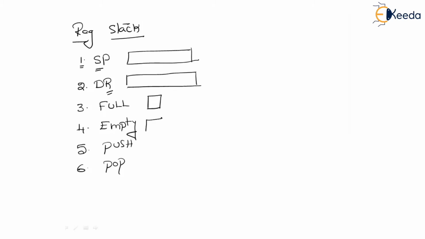Similarly, empty. If empty is equal to 1, the stack is already empty. You cannot pop any more elements. If you want to perform a pop operation, first you ensure that empty is not equal to 1. If empty is equal to 1, it implies the stack is already empty, so the pop operation cannot be successful.